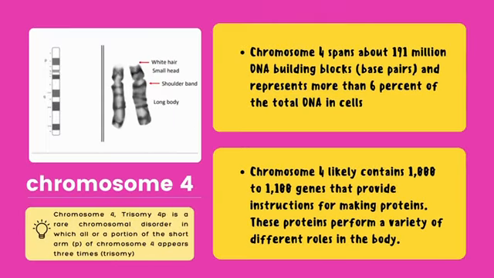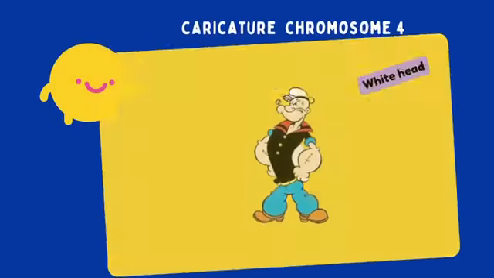Okay, so let's begin. As you can see, this is chromosome 4. Do you know that chromosome 4 spans about 191 million DNA building blocks, or base pairs, and represents more than 6% of total DNA in cells? Surprisingly, it also contains about 1000 to 1100 genes that provide instructions for making proteins, which are essential in our body. An interesting fact about this chromosome is that trisomy 4p is a rare chromosomal disorder in which all or a portion of the short arm (p) of chromosome 4 appears 3 times.